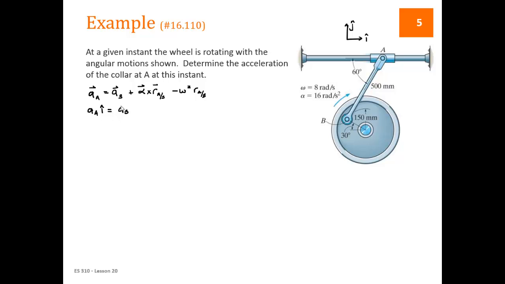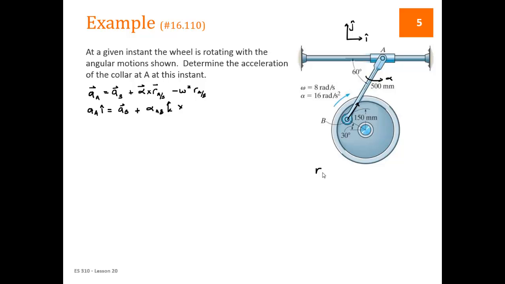A_B, we can't necessarily give a direction, right? Because B is going to have a tangential part and a normal part as it moves. So we'll just leave it as a vector for now, and we'll work on solving that. And then we have plus alpha_AB, which is the angular acceleration of this beam, or that bar, which is in the k hat direction, crossed with R_AB. So R_AB is the position of A relative to B, so it's that direction, right?